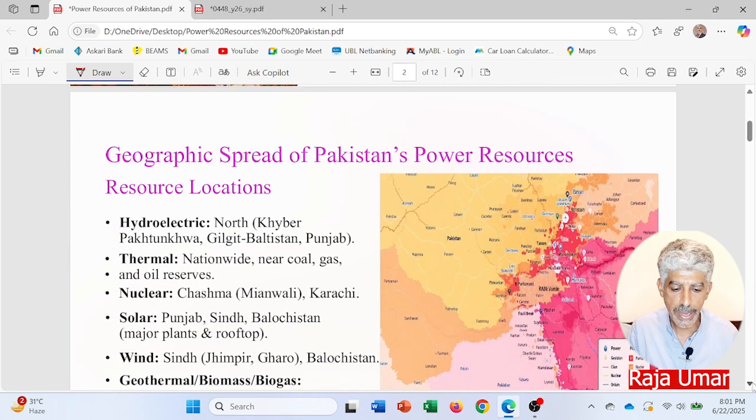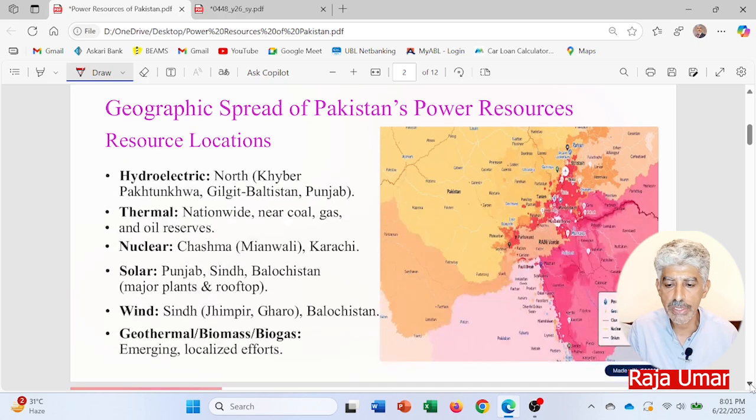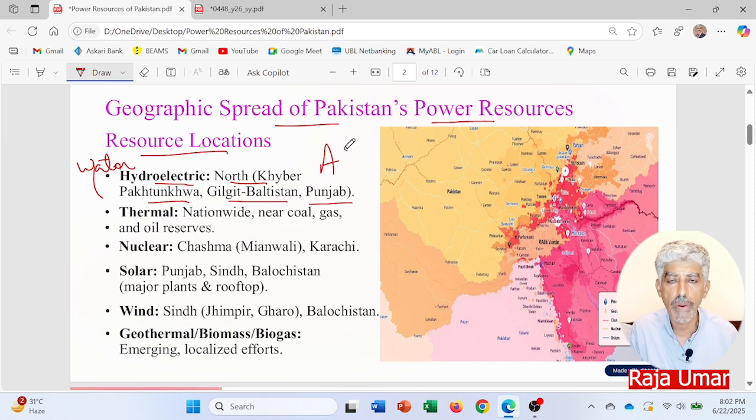So the geographic spread of Pakistan's power sources, that is, the locations of the certain power sources sites where the power is being generated through different means. So hydroelectric power, I mean the power which is generated through water, in the north of Pakistan, especially Khyber Pakhtunkhwa, Gilgit-Baltistan, Punjab, and Azad Kashmir as well. If we talk about the Mangla Dam.